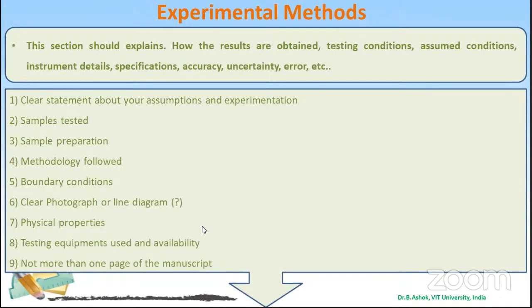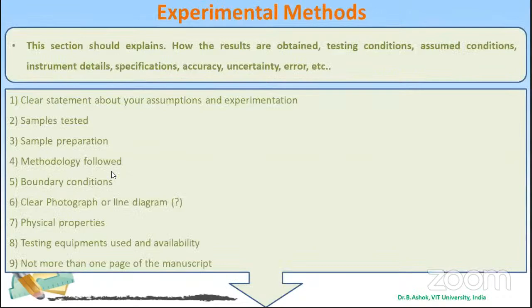Experimental methodology: this section should explain how the results are obtained, testing conditions, what conditions you have assumed, instrument details, specifications, accuracy, uncertainty, error, all those things, like sample preparation, sample conditioning, what kind of tests you have done. If it is a simulation, what kind of boundary conditions you have selected, clear photography or line diagram, physical properties. This experimental methodology should be not more than 350 to 400 words.